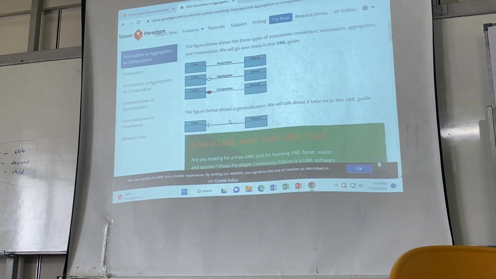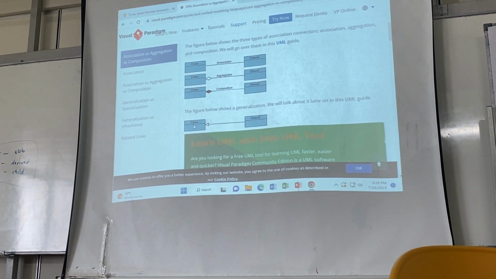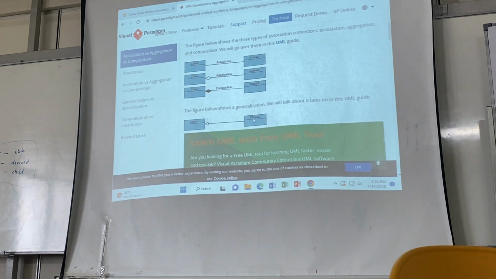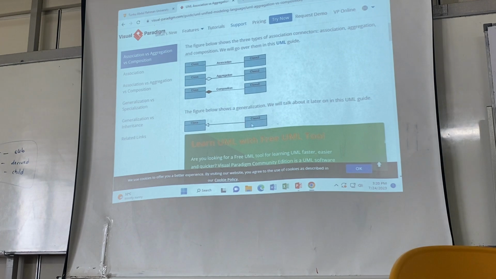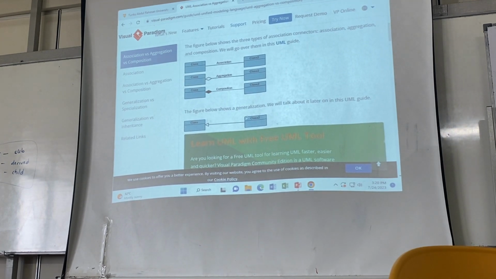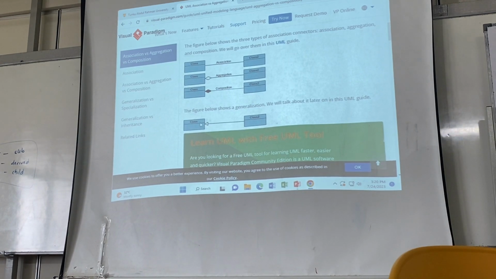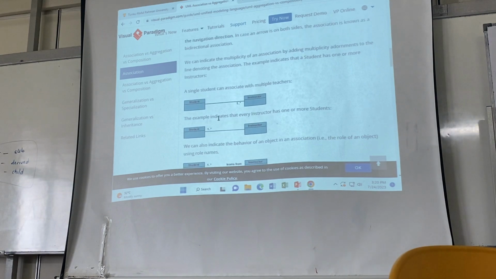So now let me ask. This is generalization. So far you know everything already, right? So generalization, which one is parent? This one or this one? Which one is parent? Class 1 or class 2? Class 1 is parent. Okay, so child is inheriting from parent. Okay, good. Now look at the aggregation and composition.